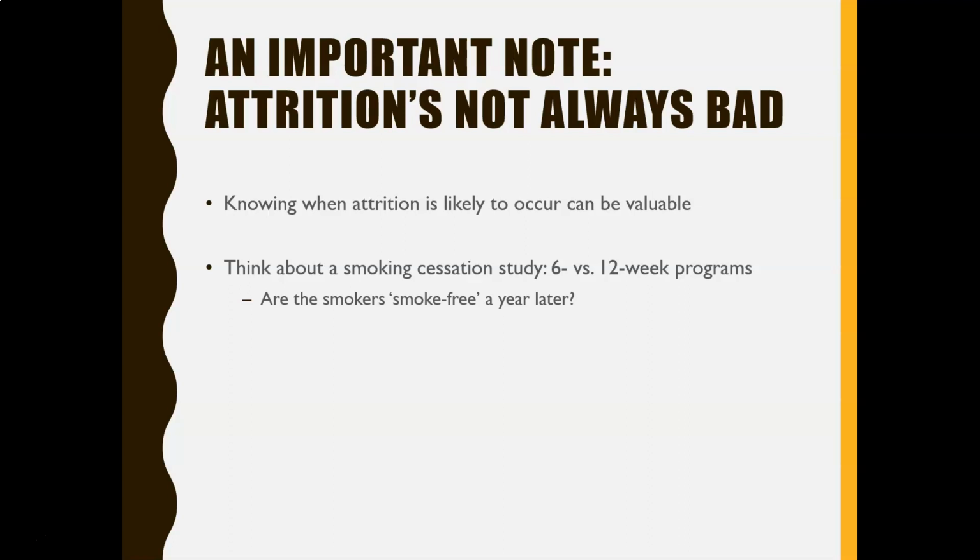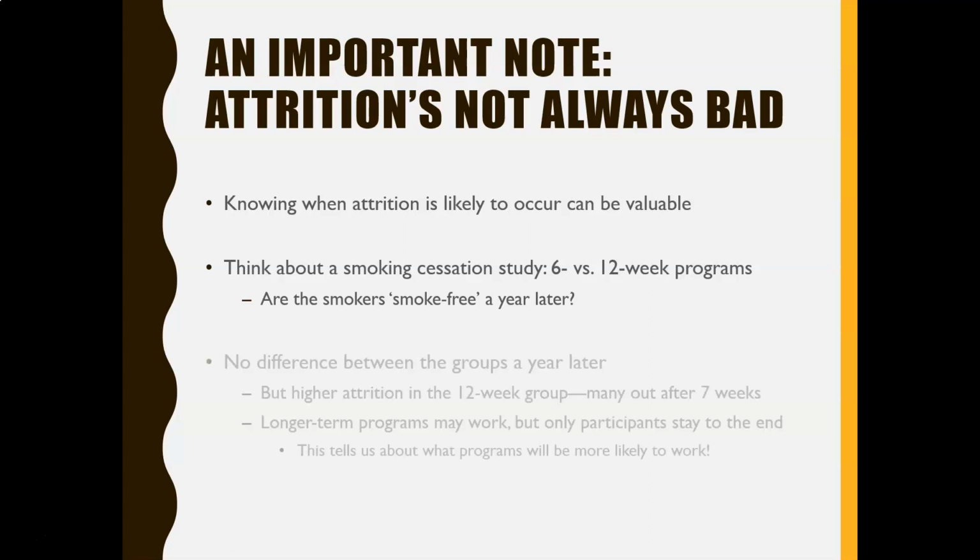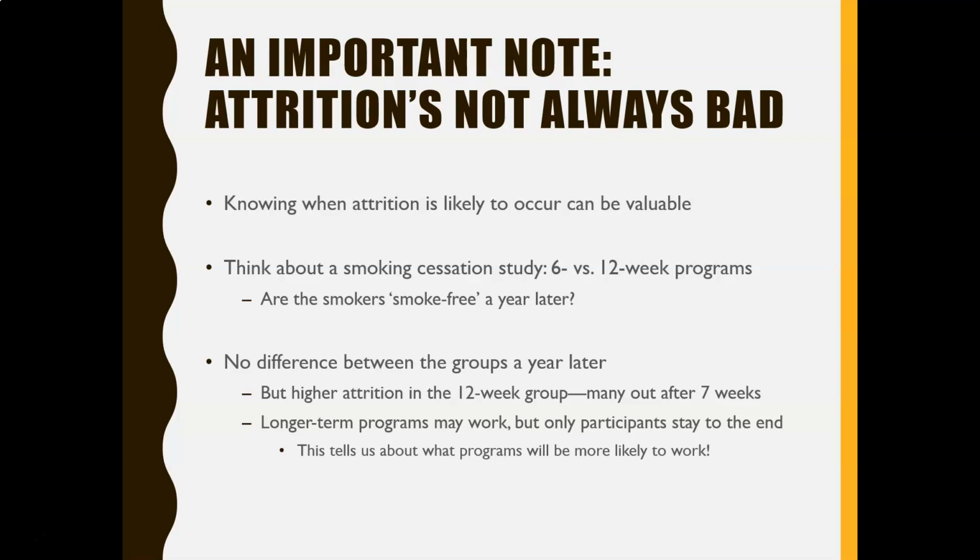And we're evaluating the efficacy of two different programs. We're looking at a 6-week program versus a 12-week program. And we want to see if the smokers are smoke-free a year later. Now, let's say that I look at that data a year later, and there's no difference between the groups. So it turns out that 6 versus 12 weeks is apparently equally effective. But I do find that the 12-week group has more attrition, and most of them are dropping out after 7 weeks. This is really valuable.